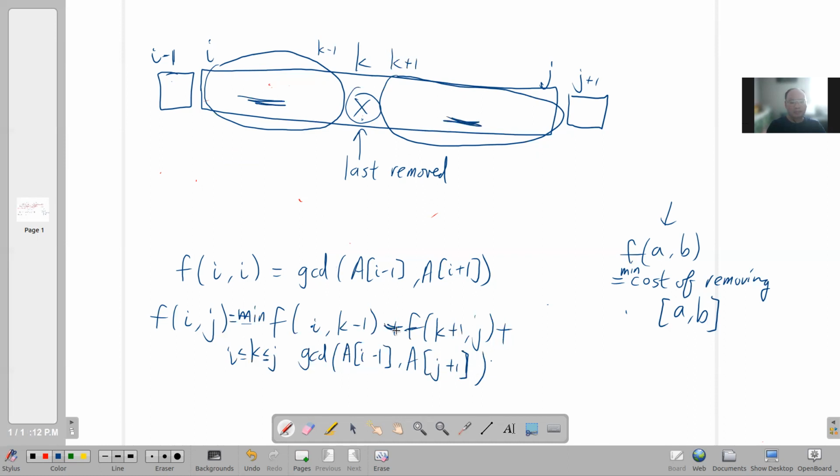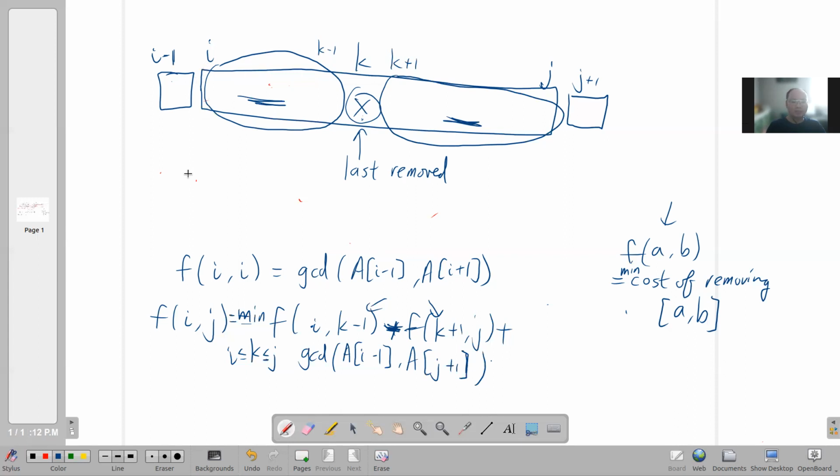You only deal with the ones that are actually not empty. You might say, if this is empty, then k minus 1 is less than i, can I just check for that? Well, no, because we use that to indicate that the range is a wraparound. So you have to be a bit careful there.